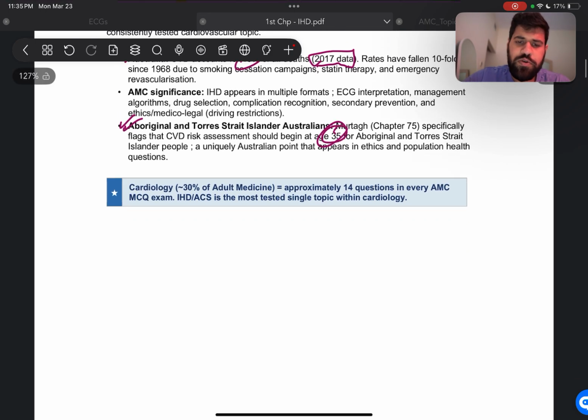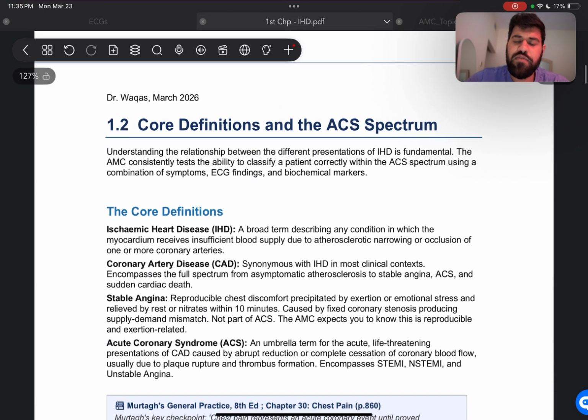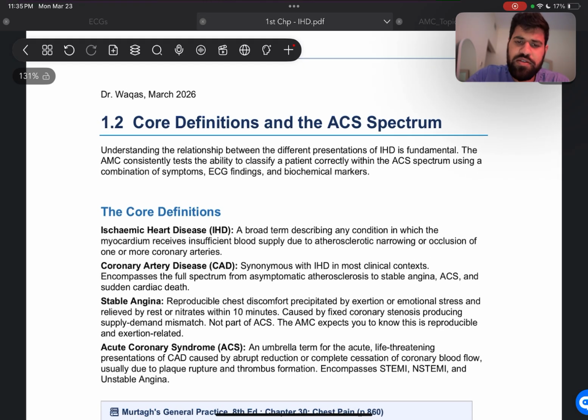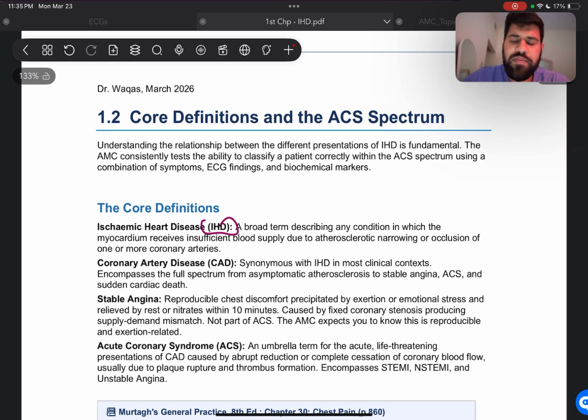All right, so moving on, we move on to the definitions of it. What is IHD? So ischemic heart disease, it's a broad term or an umbrella term that is used to describe any condition in which the myocardium receives insufficient blood supply, and this could be due to atherosclerotic narrowing or occlusion of one or more coronary arteries.